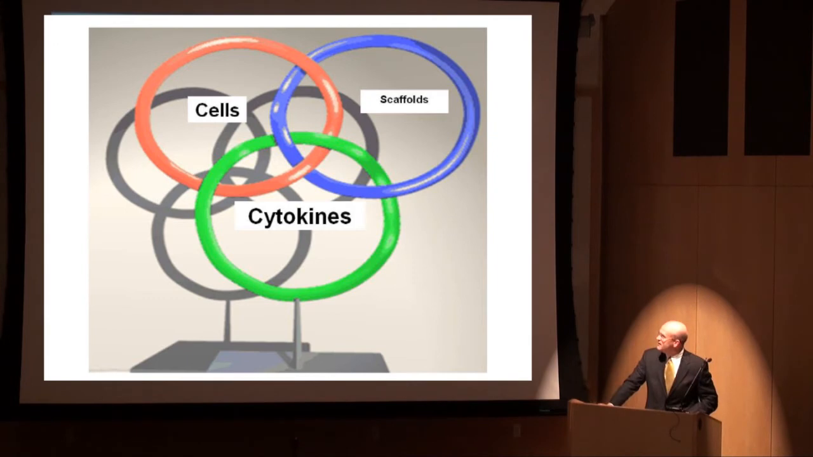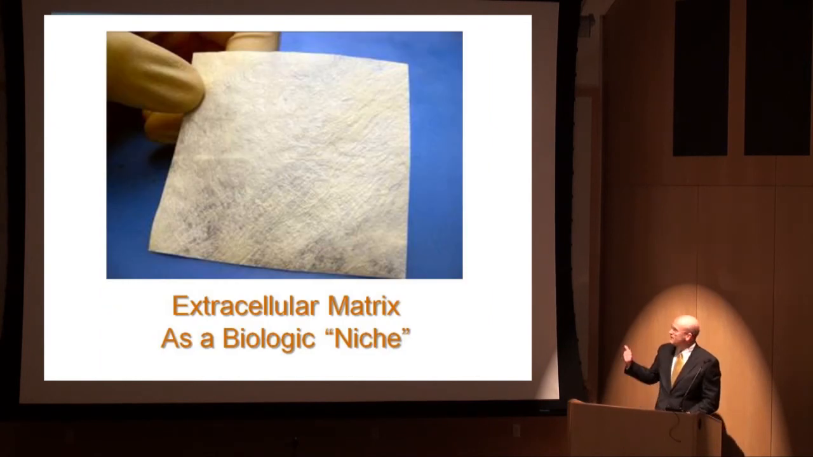And this is just some of the basic science behind that. When you consider regenerative medicine, you've really got cells, and mostly people talk about stem cells. Then there are scaffolds, or the environment that they're in, as well as the cytokines and things that those cells are producing. The extracellular matrix can serve as a biological niche.